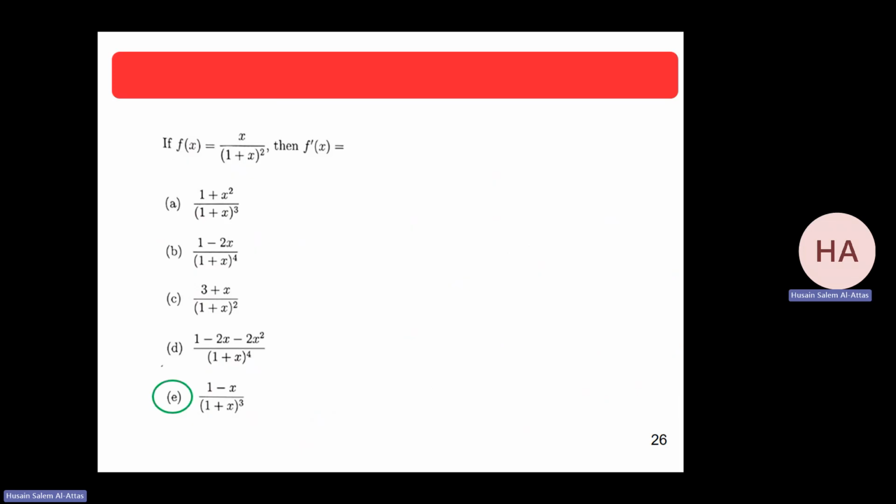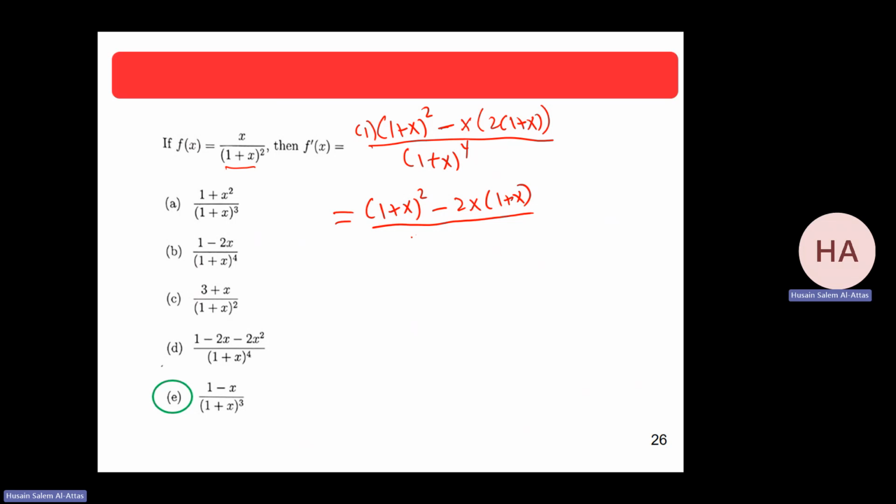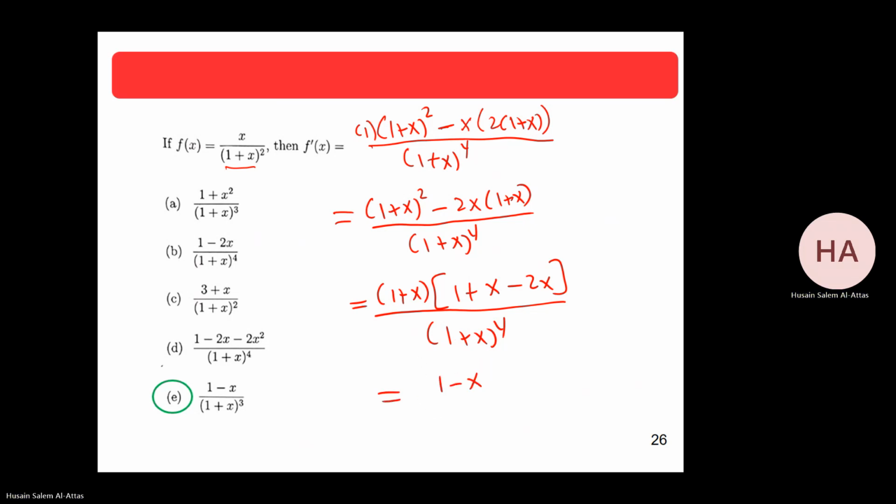Now we'll go to the old exam questions. We'll start with a quick one, finding the derivative of a quotient of two functions. So it will be the derivative of the numerator, which is 1, times the denominator, minus x times the derivative of the denominator, which is 2(1 plus x), over 1 plus x to the power 4. Now we need to think about the calculation. That will be 2x(1 plus x) over 1 plus x to the power 4. Very clear, I can take 1 plus x as a common factor. The remaining is 1 plus x minus 2x over 1 plus x to the power 4. So that gives me 1 minus x over, this cancels with this, remaining 1 plus x to the power 3.